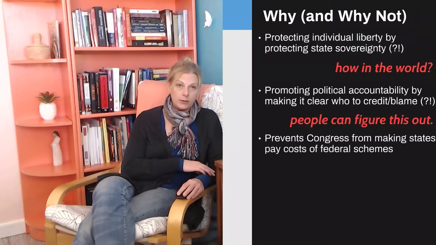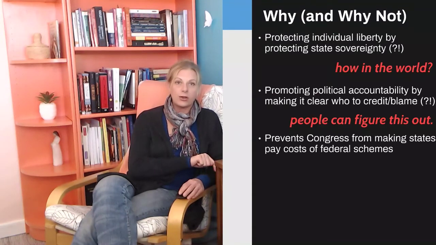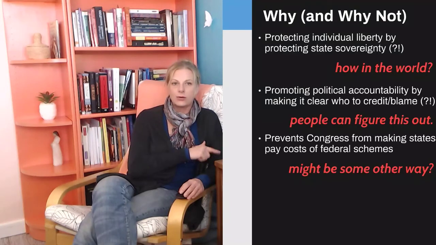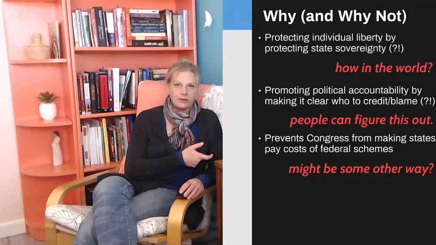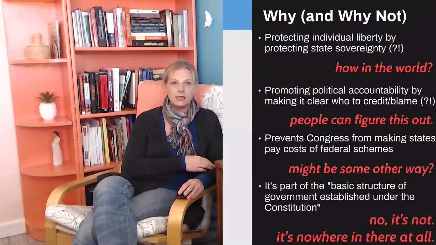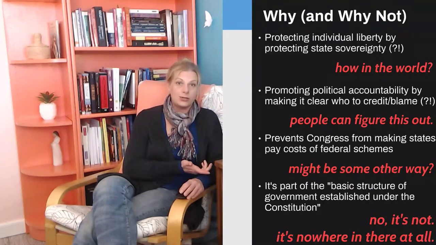There's another point that Alito makes that's quite interesting, that the anti-commandeering doctrine can prevent Congress from making states pay the costs of various federal schemes. And I think this might be a more defensible argument, but perhaps there could be another way that we could accomplish this goal without this really intense constitutional framework. And finally, Alito argues that this framework is part of the basic structure of the government established under the Constitution. And as I've just hinted, the countering response to this would be that it's not in the Constitution at all.